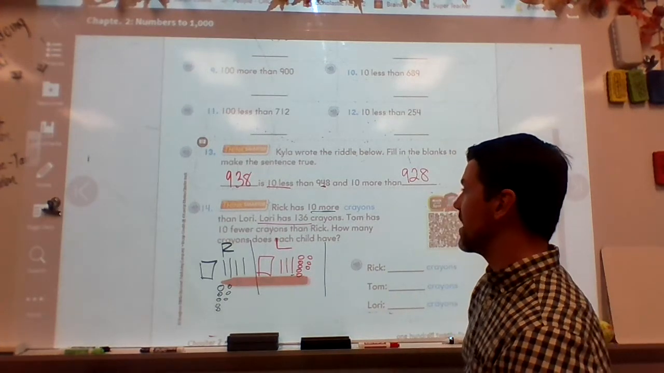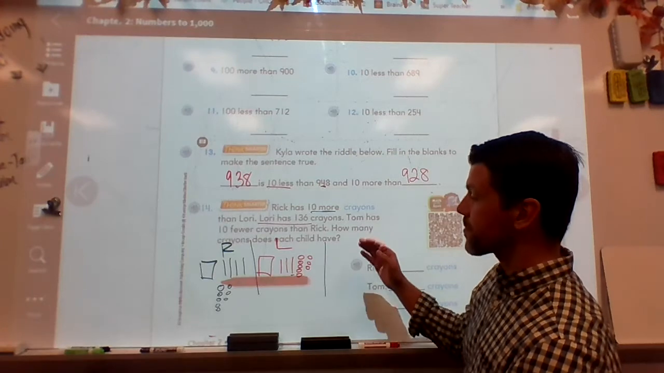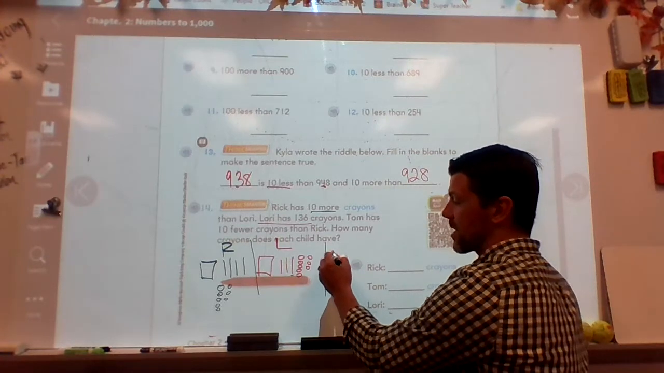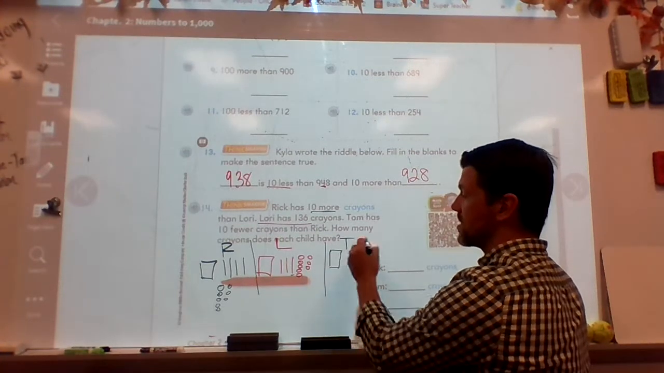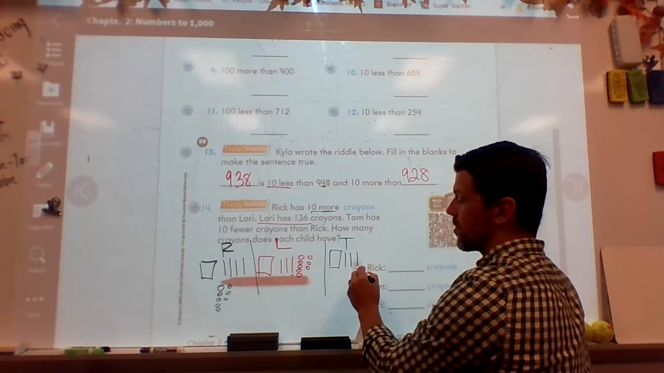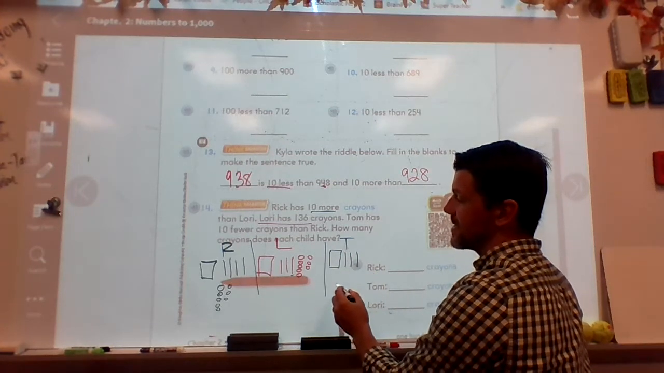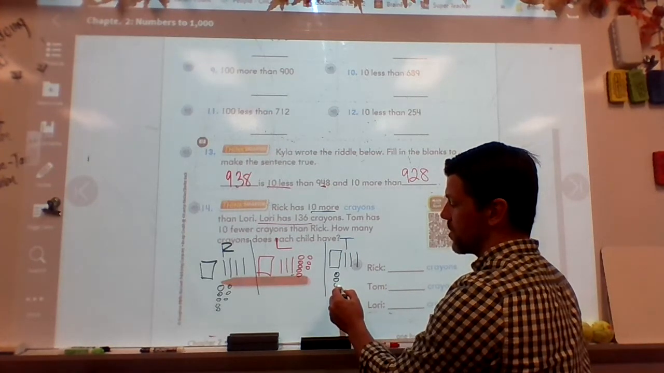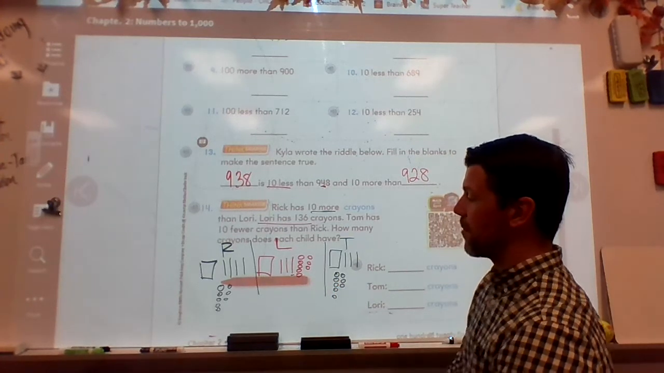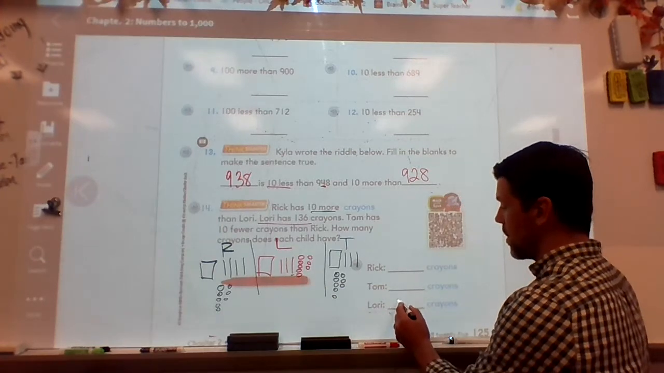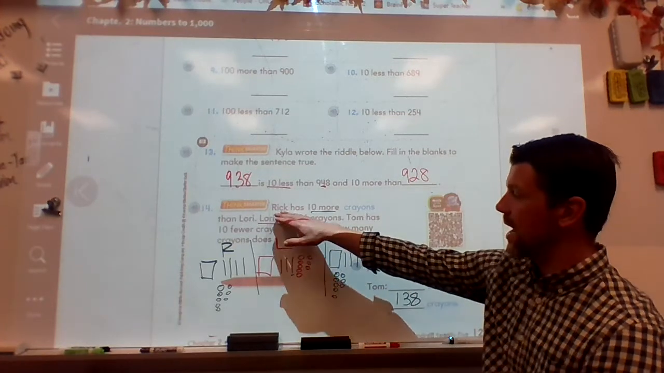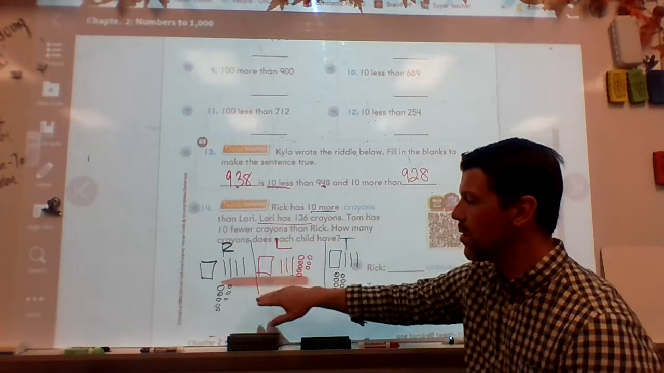And then it says Tom has 10 fewer crowns than Rick. So what is 10 fewer? We need to cross off one of those 10s. So let me double check that. This is Tom. Tom still has the same hundreds, but 10 fewer than Rick. So 1, 2, 3. And he still has the same amount of ones as all of them: 1, 2, 3, 4, 5, 6, 7, 8. So in this problem, Lori still has 138. I know, I read it again. Rick has 10 more crowns than Lori.